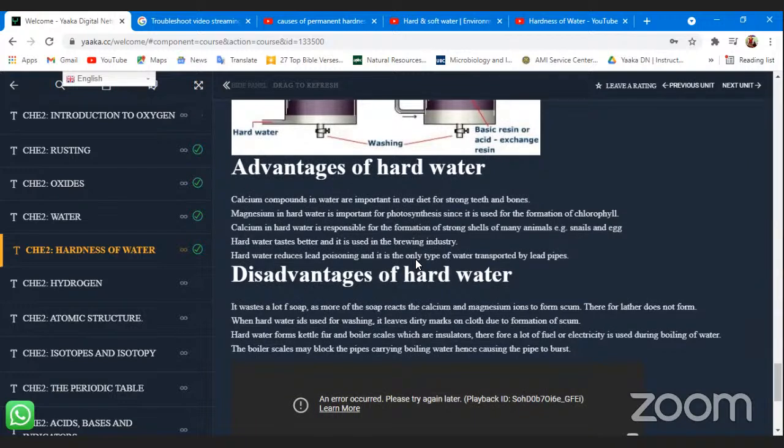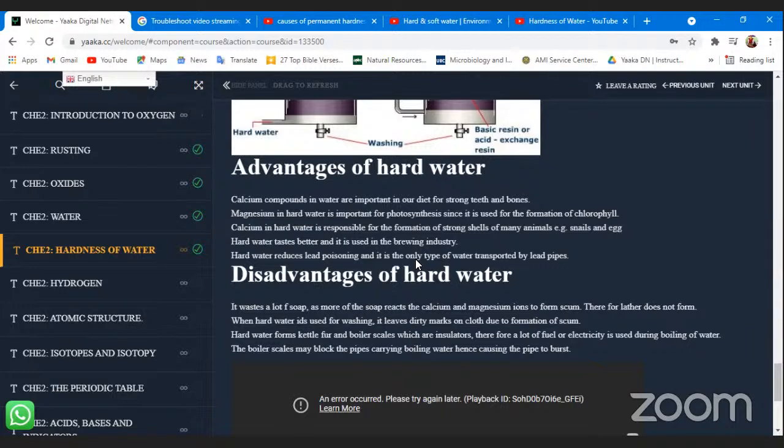Calcium compounds in water are important in our diet for strong teeth and bones. Magnesium in water is important for photosynthesis since it is used for formation of chlorophyll. Calcium in hard water is responsible for the formation of strong shells of many animals, e.g. snails and eggs.